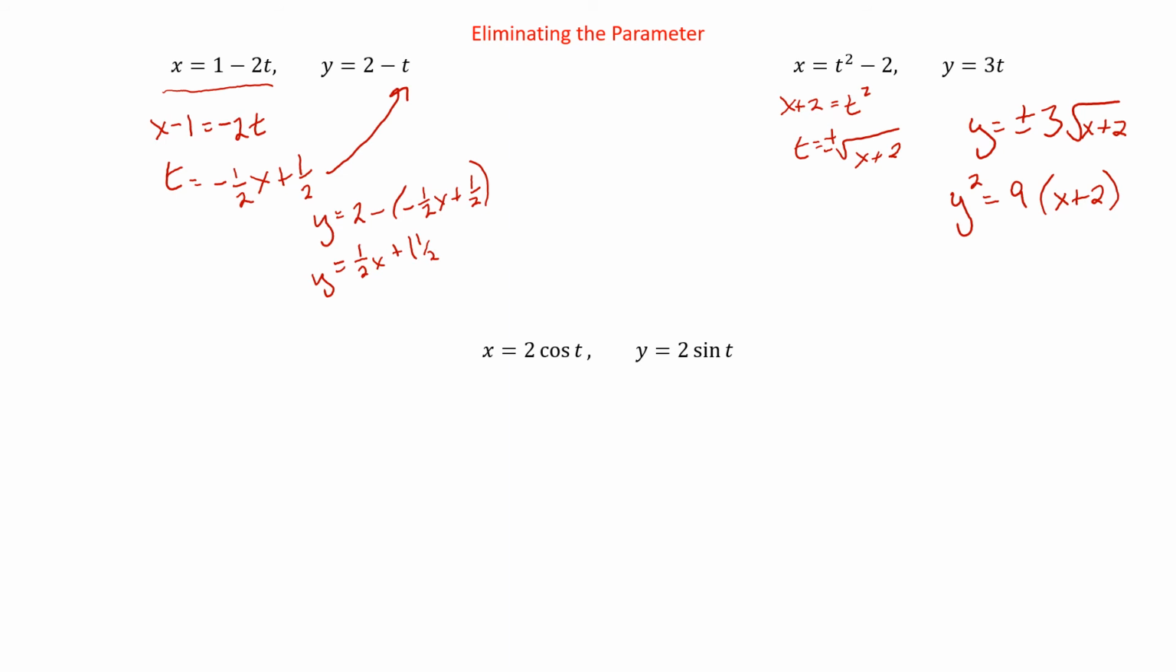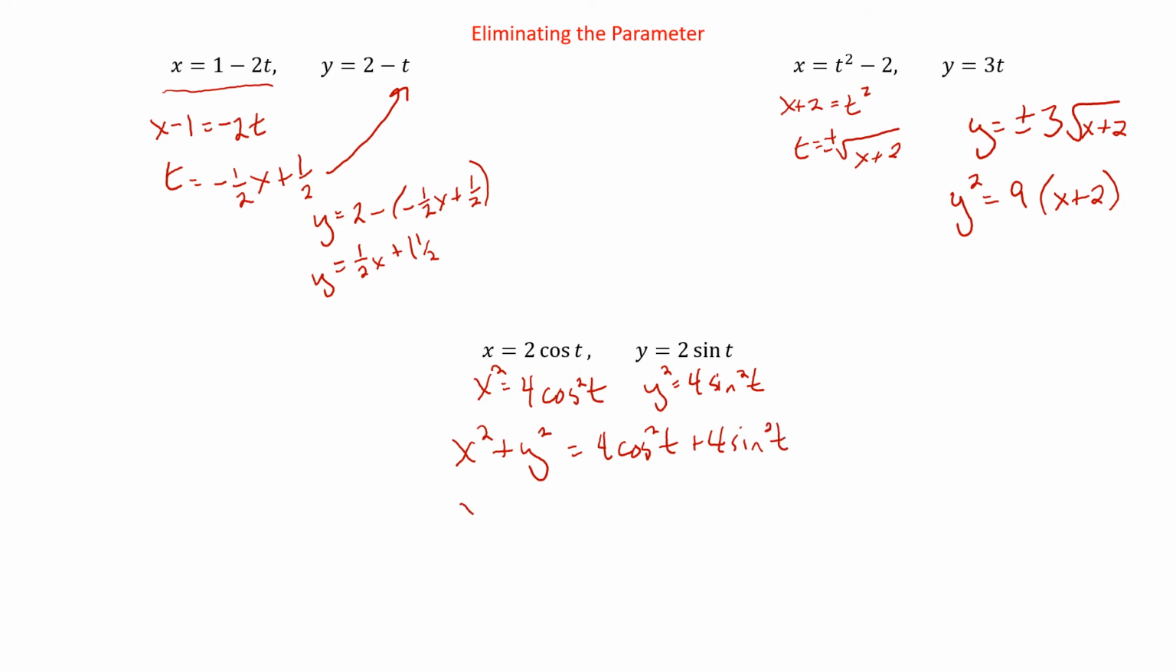If we think back to our identities, there's one identity that I said was really important, beyond just the basic what they are, and that would be the Pythagorean identity. If they were both squared, then we could actually do stuff with them. So let's square everything here. x squared equals 4 cosine squared t, and y squared equals 4 sine squared t. We can add them together. x squared plus y squared is going to be 4 cosine squared t plus 4 sine squared t.